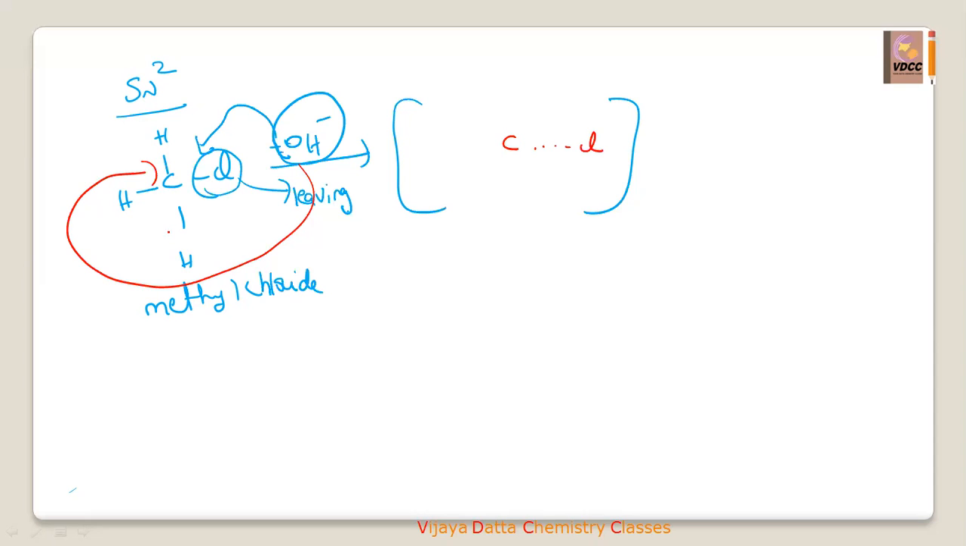hydrogen is a very small atom, there is no bulkiness, they are very small groups. So the OH minus will attack from the backside. Now OH is attacking from the backside. Here is the hydrogen, and hydrogen. This is called the transition state.